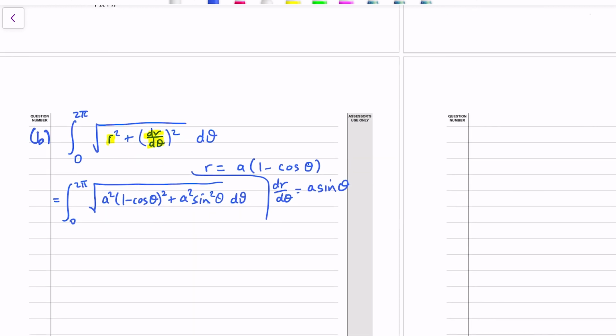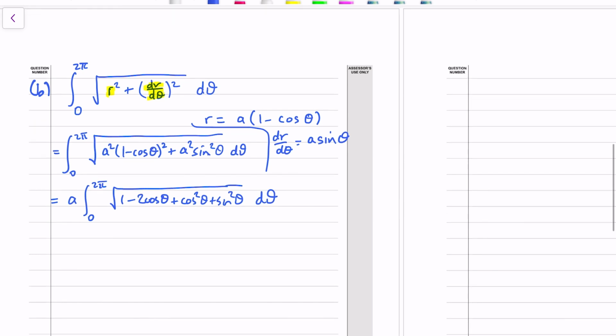Okay, and then we've got a mess underneath the square root, so we can simplify that. The common factor of a squared for both the terms can be pulled out of the square root as an a and pulled out of the integral as an a. Expanding the stuff underneath the square root, we've got 1 minus 2 cos theta plus cos squared plus sine squared. Cos squared plus sine squared is equal to 1 for all values of theta.